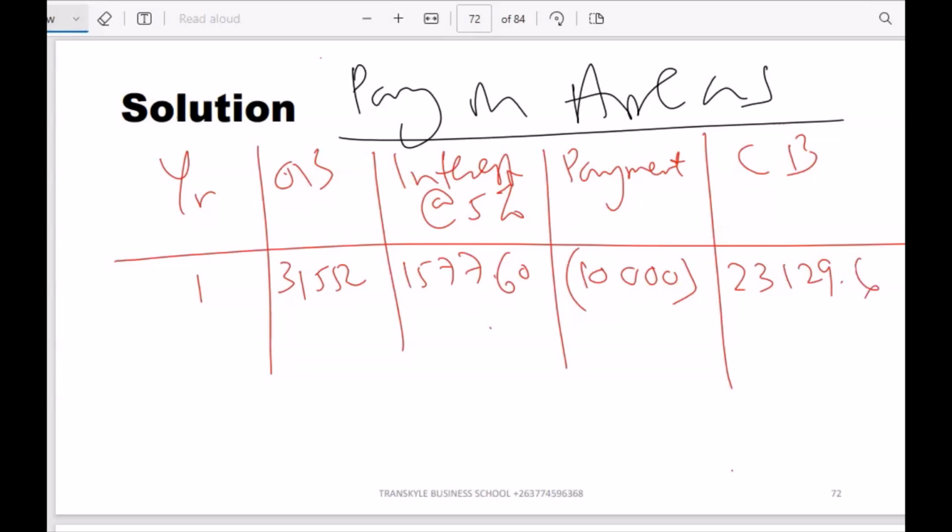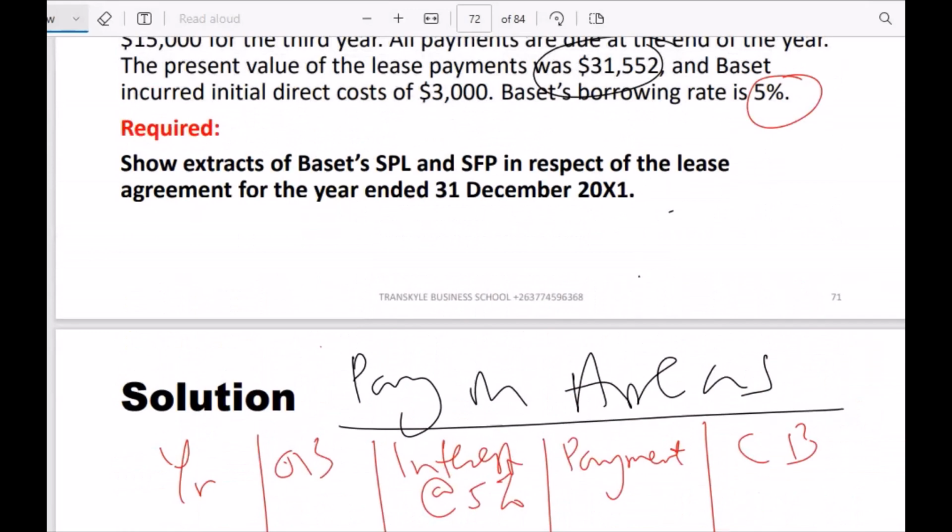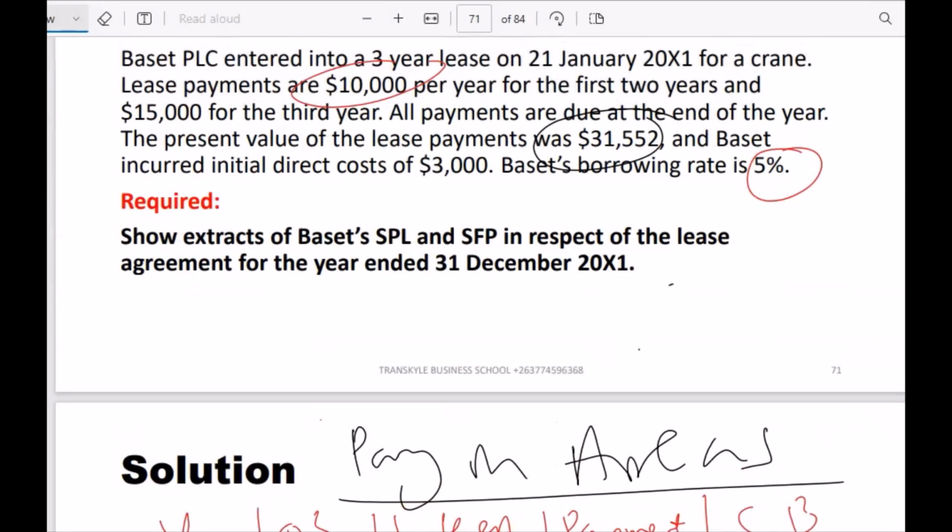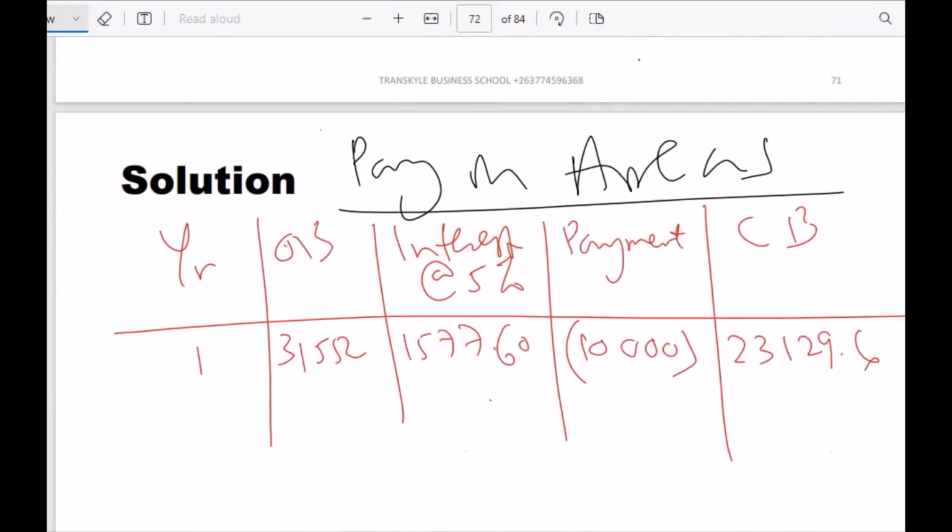Now the question, ladies and gentlemen, is say that you need to determine the amount, the extract of statement of profit or loss and statement of financial position. So for the year 20x1 December. All right. Now this is our year one figure. So we need the figures in both the statement of financial position and statement of profit or loss for the first year. So we then have to follow the rules.